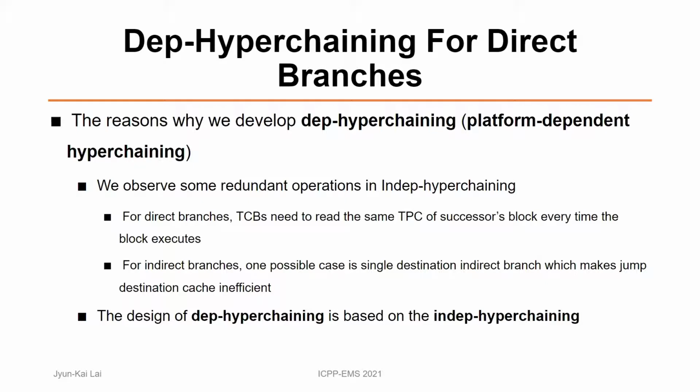We observe some phenomena in platform-independent hyperchaining. For direct branches, the TCB needs to read the same TPC of the successor block every time it executes. It can be perceived as a redundant operation. For indirect branches, it's possible there is only a single destination, but we still keep a jump destination cache, which takes a lot of memory space, and is an inefficient way.